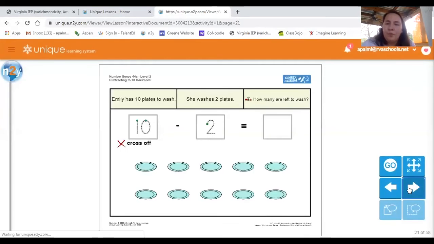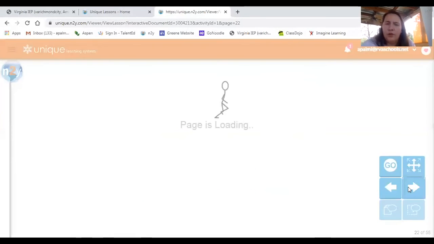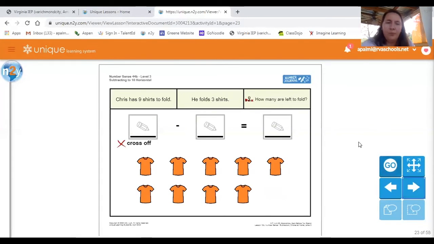Okay. I think we have one more. See, I lost track. Yep, we have one more to do together, and then that'll be it for today, okay? So I'm going to read the whole math problem as one big paragraph, and then we'll break it down together just so you can get used to hearing the whole story. Chris has 9 shirts to fold. He folds 3 shirts. How many are left to fold?